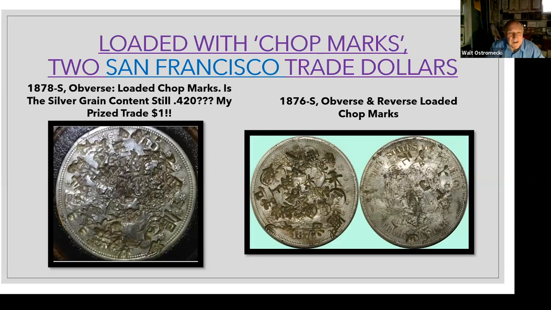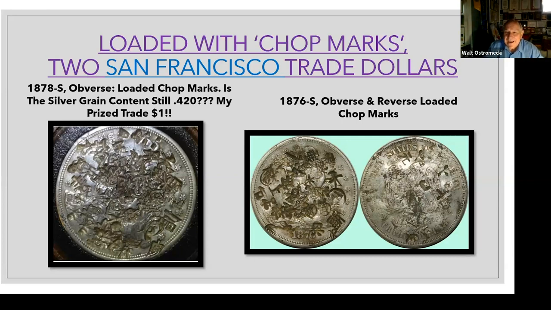Yeah, something to think about, but I just happen to like this particular one. It looks like chop marks are put over chop marks, or put over chop marks, or well used. Very curious as to why, but I had to pay a lot to get that. Someone said, you're crazy. No, I said, I like it. I want it. It's unique.